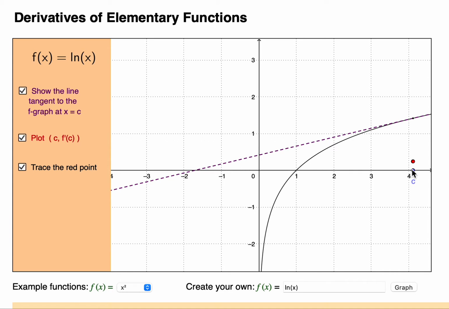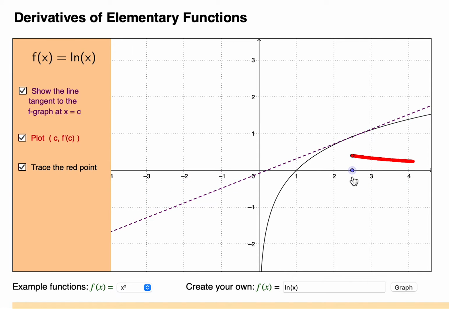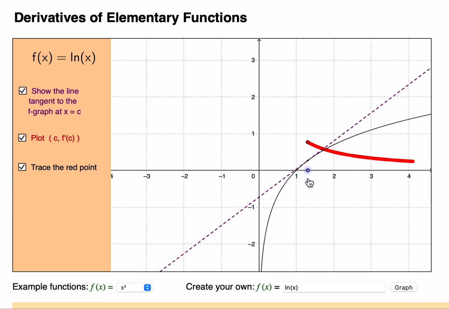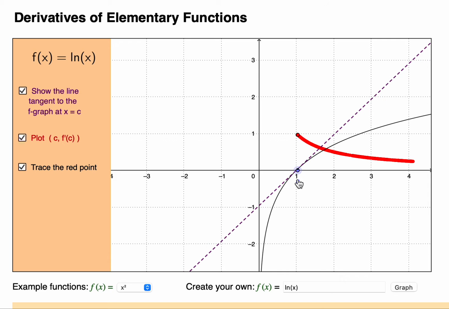So here I've graphed the ln x function, and again we have our tangent line, and we're going to plot the slope of this. If you take a look at the red dot, that red dot is a shallow slope. It's below 1 because the slope is less than 1. As I move that point towards the x-axis, notice that the slope gets steeper and steeper. And notice that the red dot is going higher and higher. It's becoming more and more positive.